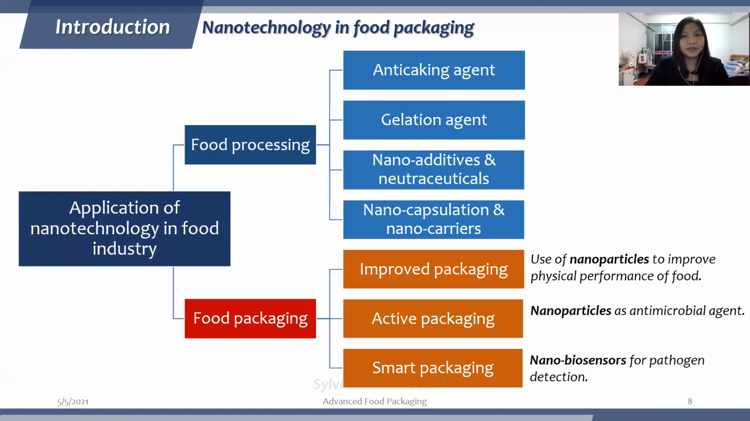This is a brief illustration of the scope of nanotechnology application in the food industry, which is divided into two. The first is processing, when the nanoparticles or nanomaterials are used as food additives. And the second one is when we can apply nanotechnology in food packaging.